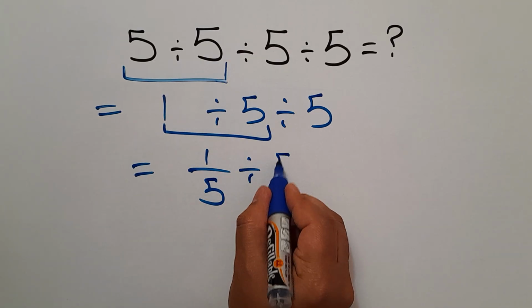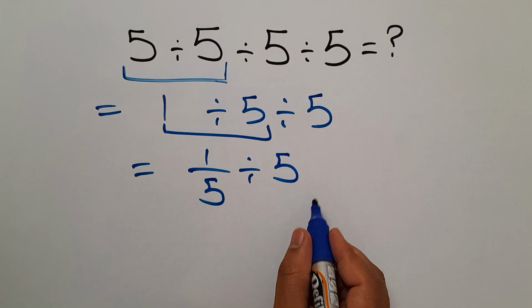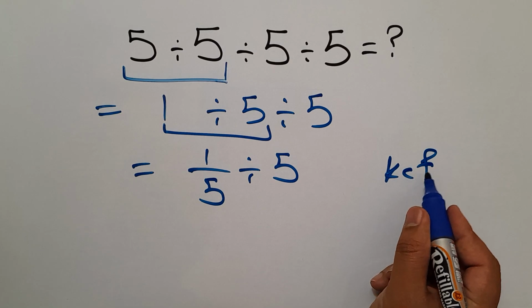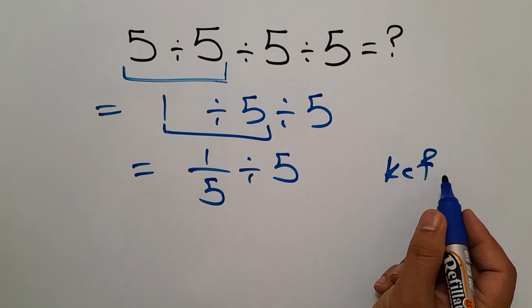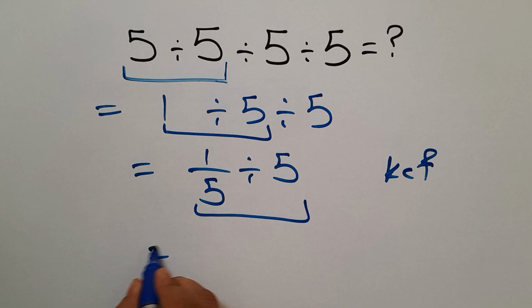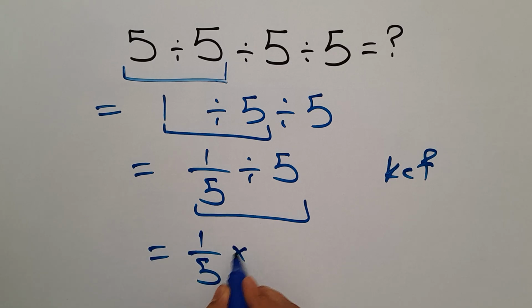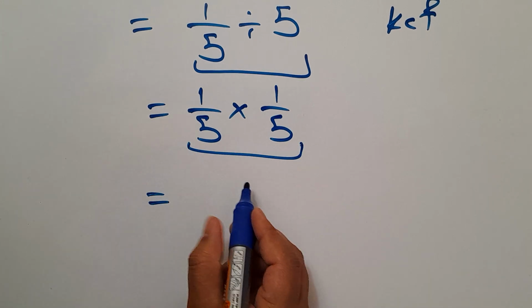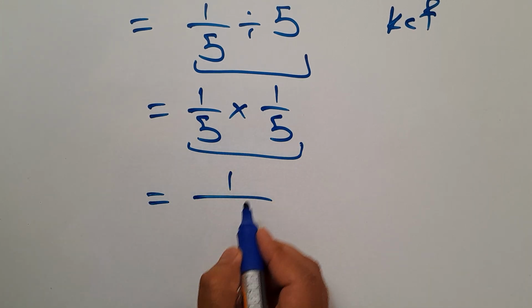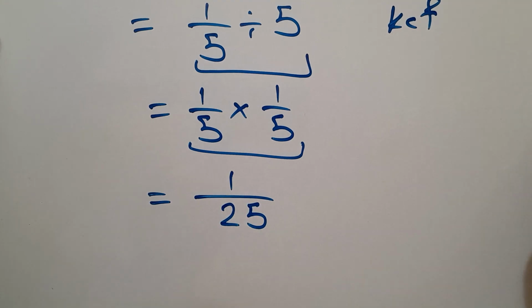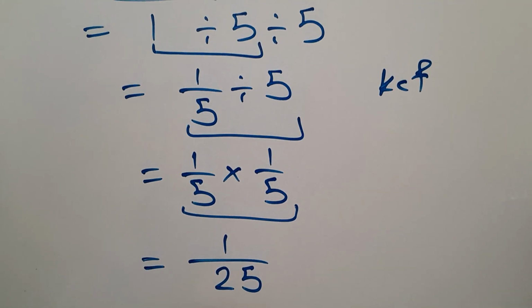Then divided by 5. And now, according to the KCF rule, K stands for keep, C stands for change, and F stands for flip. 1 over 5 divided by 5 can be written as 1 over 5, then times 1 over 5. And this is equal to 1 over 5 times 5, which equals 25. So our final answer to this problem is just 1 over 25.